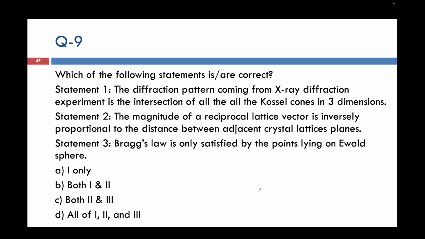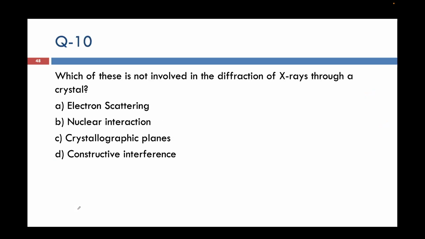Which of the following statements are correct? The diffraction pattern coming from an X-ray diffraction experiment is the intersection of all the cosine cones in 3 dimensions. This is correct. This is what I was talking about in Laue's first law, second law and third law. That means when all 3 laws are satisfied, only then does the condition of diffraction happen. The magnitude of a reciprocal lattice vector is inversely proportional to the distance between adjacent crystal planes. This is also correct. And Bragg's law is only satisfied by the points lying on the Ewald sphere. Yes, this is also correct. So 1, 2 and 3, all of them are correct.